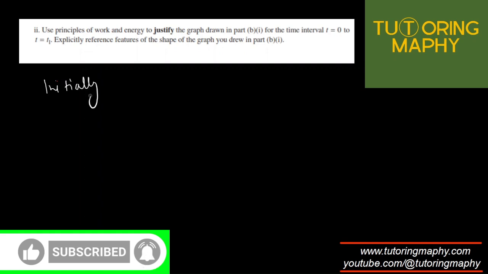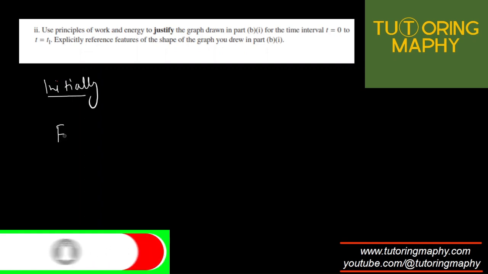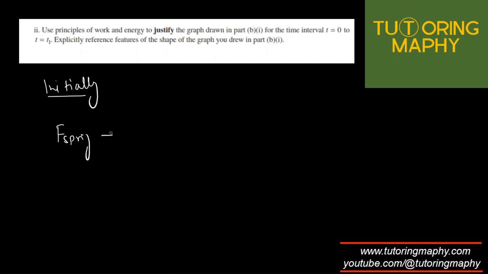So first of all, initially, F by the spring is maximum, right? Delta X is maximum. What is delta X? Delta X is the compression of the spring. From T naught to some point T4, which we have already marked, now delta X is decreasing.